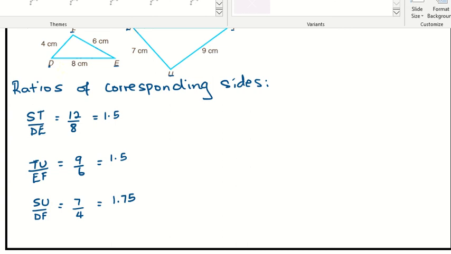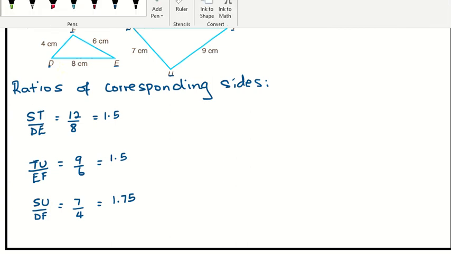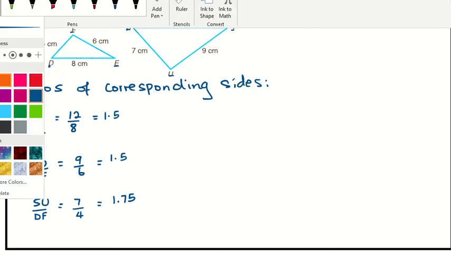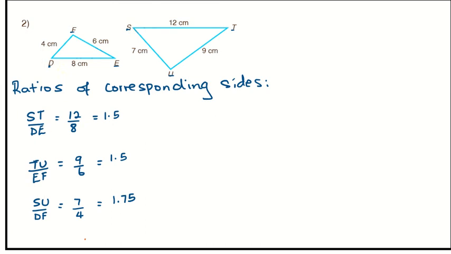You see? Now you can see that the ratios of the corresponding sides are not equal. This ratio is 1.5, this one is 1.5, but this is 1.75. So I don't think that these two triangles are similar.